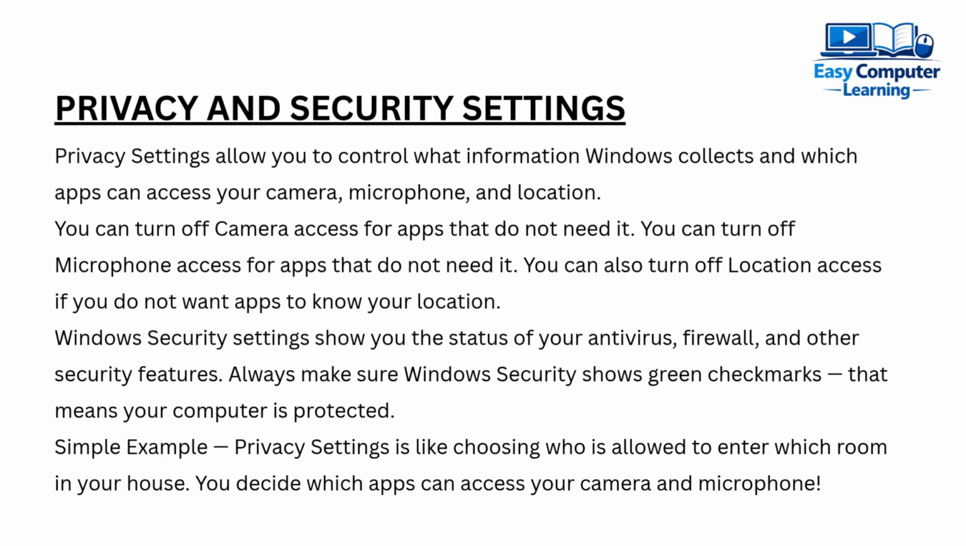Windows security settings show you the status of your antivirus, firewall, and other security features. Always make sure Windows security shows green check marks. That means your computer is protected. Simple example. Privacy settings is like choosing who is allowed to enter which room in your house. You decide which apps can access your camera and microphone.